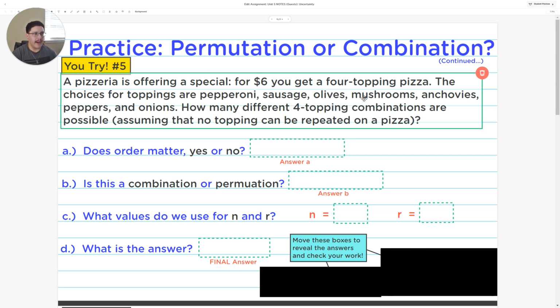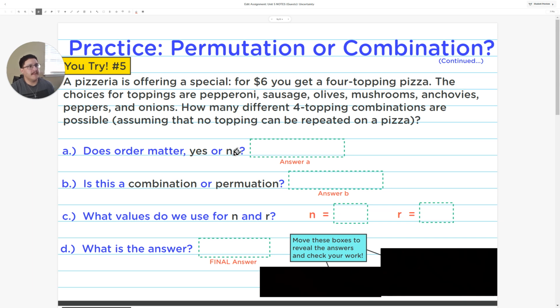So again, think about this. Does order matter? Yes or no? Doesn't matter whether you put pepperonis first, and then sausage, and then olives. No, you're eating the pizza. A pizza's a pizza. You don't care what order the pizza is made, as long as it comes out as pizza. So order does not matter. Therefore, we have a combination. Combination, order does not matter.